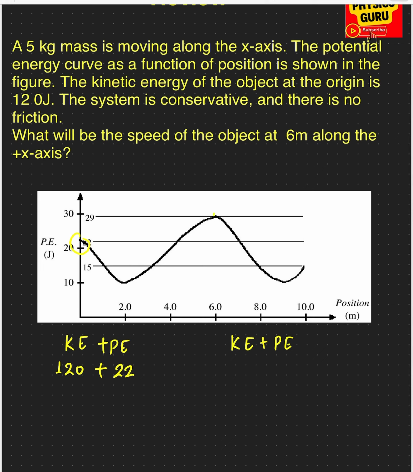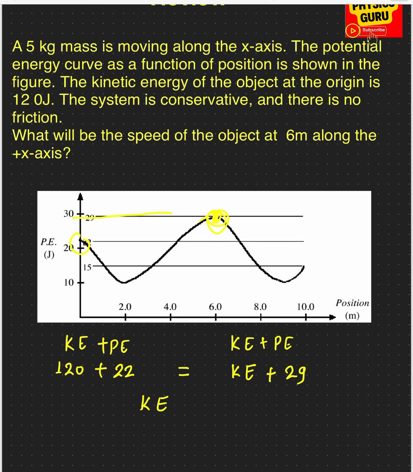And we do not know the kinetic energy at this point. So I'm simply solving for the kinetic energy. But we know the potential energy at this point, which is 29 joule. These two must be equal because of the conservation of energy. From this one, you should be able to find out the kinetic energy at this point here.